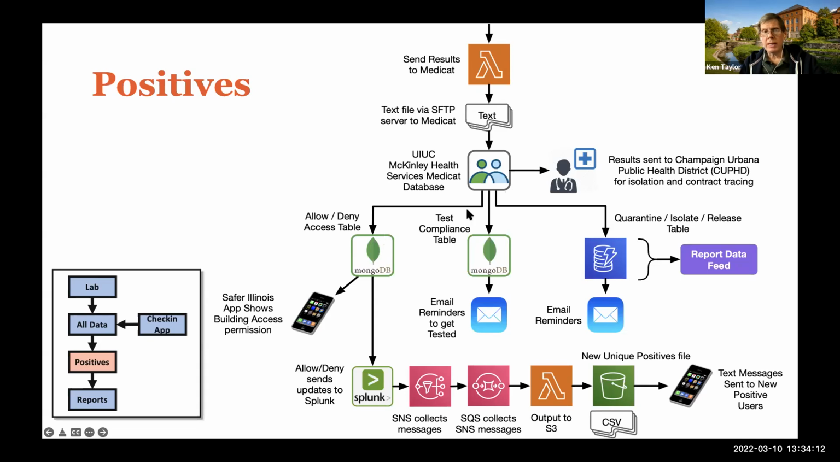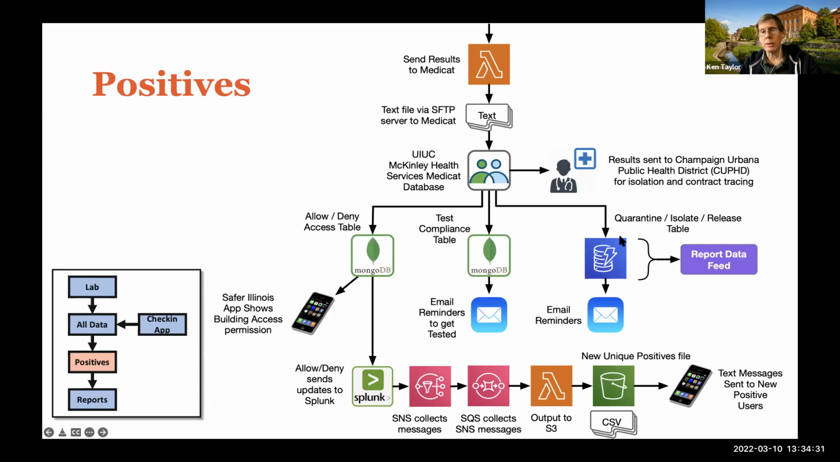Then we start fanning out the data to various databases that juggle those individuals. So we have a table that deals with whether or not you're allowed to actually enter a building. So that's the allow, deny access database. We have the testing compliance database in which we're reminding people, hey, you've got to get tested tomorrow.